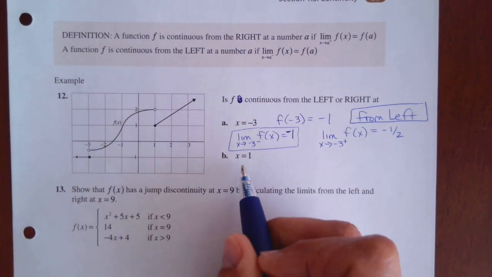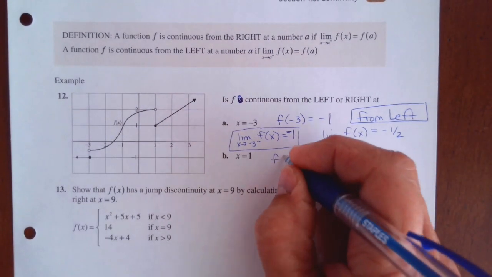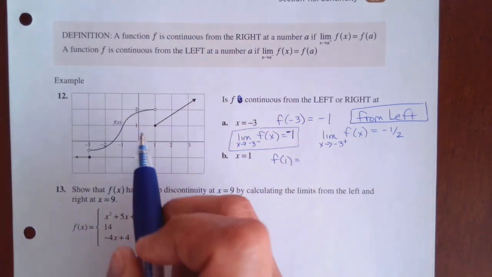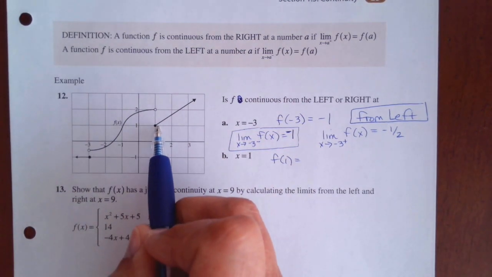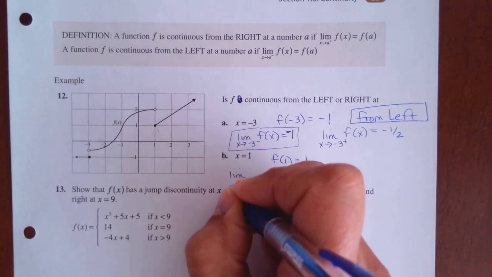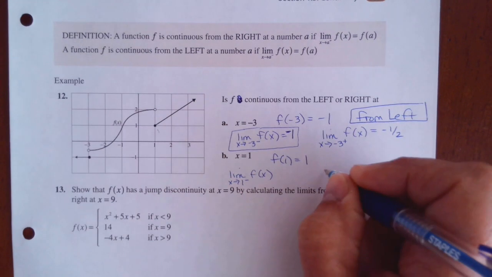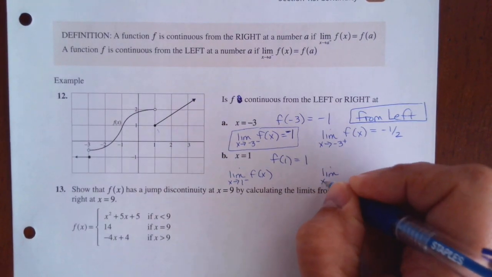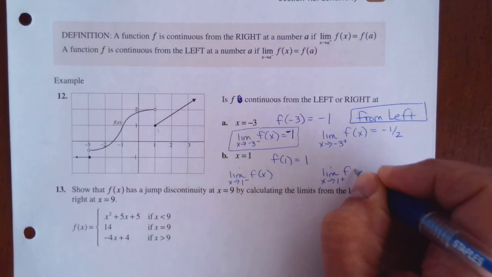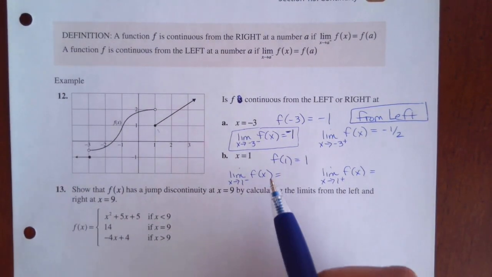All right, same thing for B. Are we continuous from the left or the right when x equals 1? First we would find the function value. What is the function value at 1? That would be 1. Now we would look at the limit as x approaches 1 from the left, and the limit as x approaches 1 from the right, and see which one equaled 1, or if any.